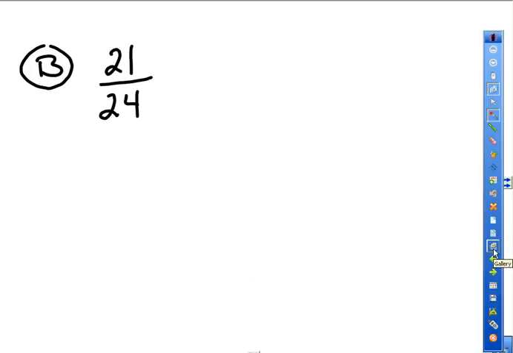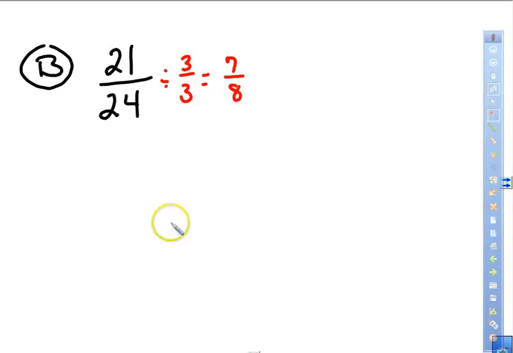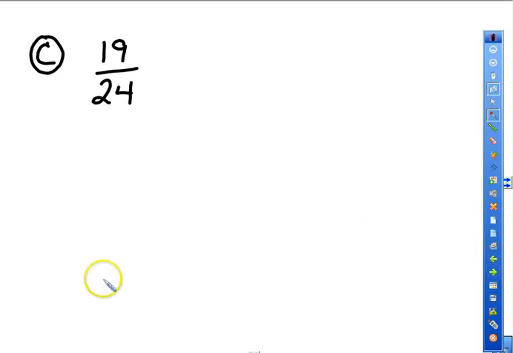So go ahead and hit pause and solve this. All right, well, the common factor for this is 3. And so we end up getting 7/8 for an answer. That was the only common factor, so therefore it was the greatest common factor. Now let's try letter C, 19/24. Hit pause and solve.